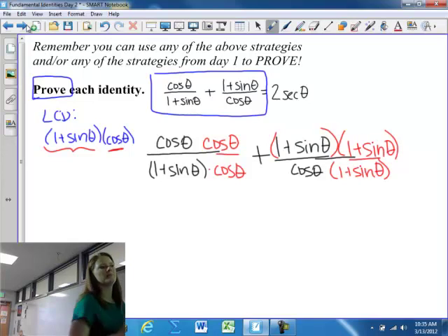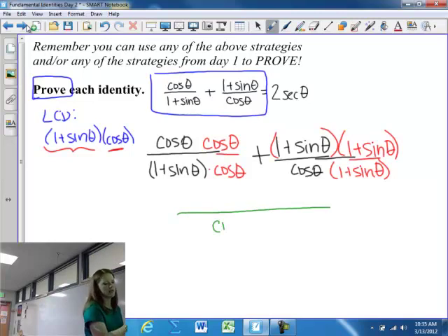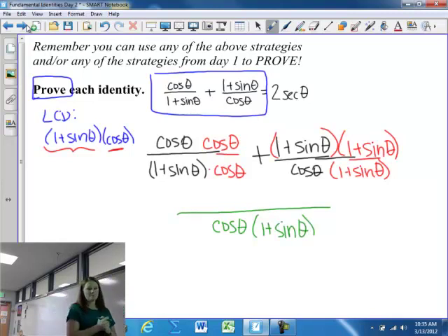So does that mean we have to FOIL the top of that fraction? That means we're going to have to FOIL the top of that fraction. That sounds fun. But first I'm going to put it all over a cosine of theta times a 1 plus sine theta. Now I could distribute that, but I'm going to wait just a second to see if I'm going to need to distribute. It's a good idea not to, just in case something cancels. Yeah, because we like it when things cancel.